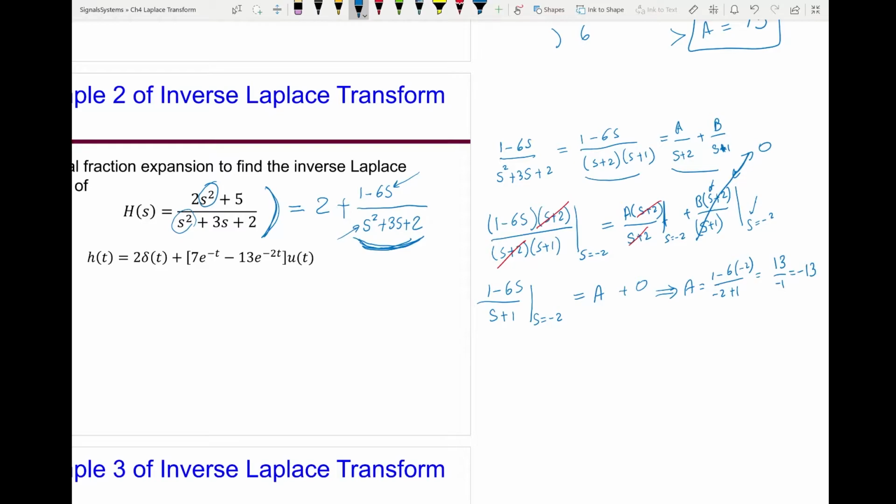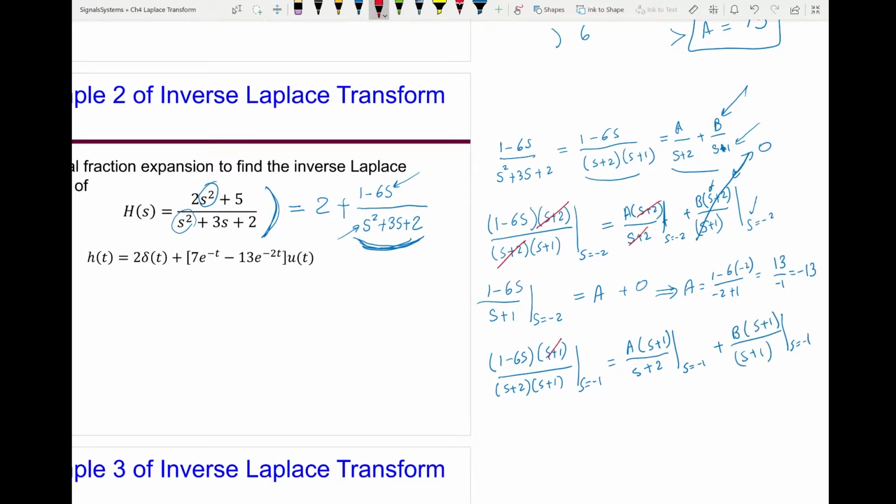And the same thing, if I need to find B, I just multiply everything by its denominator, s plus 1, and I set s to equal minus 1. So that will be (1 minus 6s) times (s plus 1) divided by (s plus 2) times (s plus 1), equal to A times (s plus 1) over (s plus 2), and you set s equal minus 1, plus B.